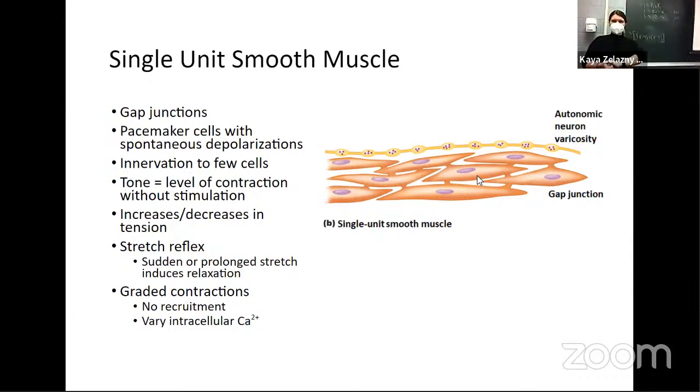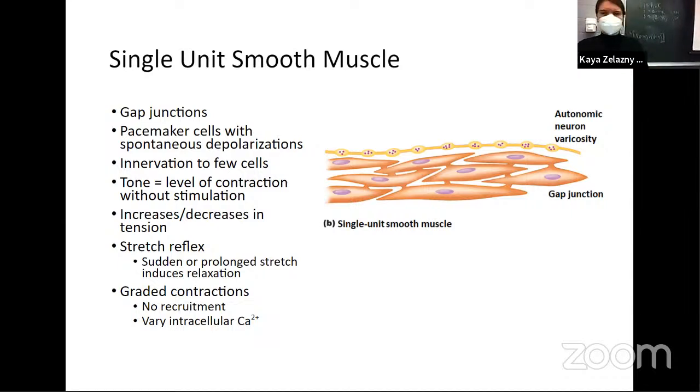Another feature we'll see about smooth muscle is that we have this thing called tone. When we say a muscle has tone, here we mean that it has a certain level of contraction. It's not at its most relaxed, longest state at rest. It's slightly contracted. So we see increases and decreases in that tension from that kind of middle level of tone.